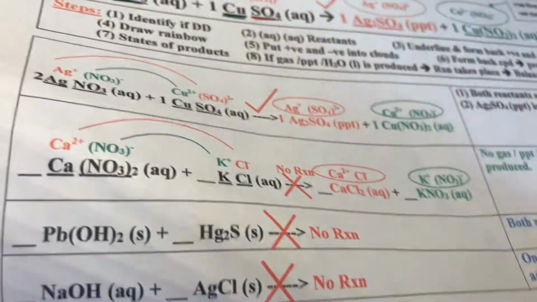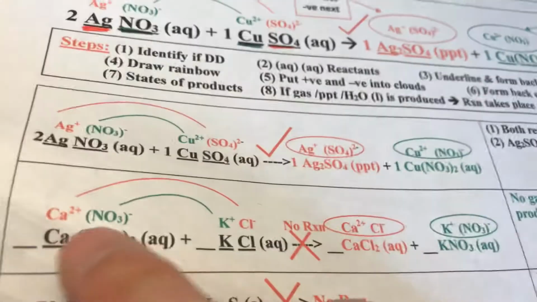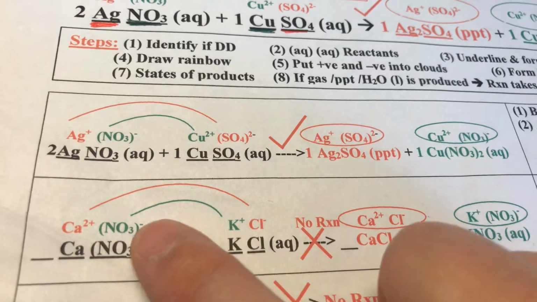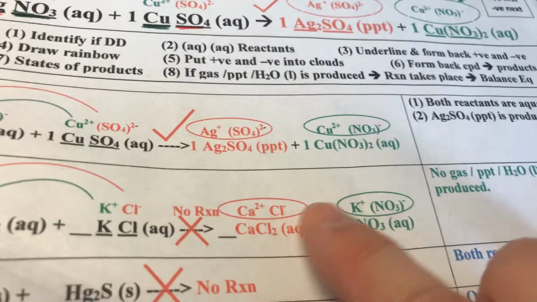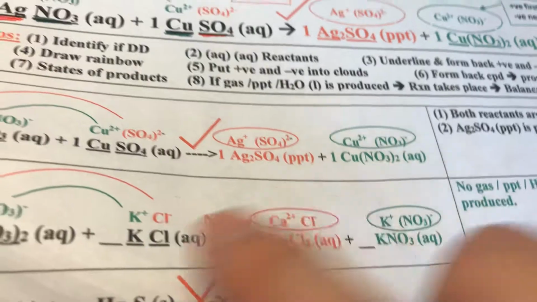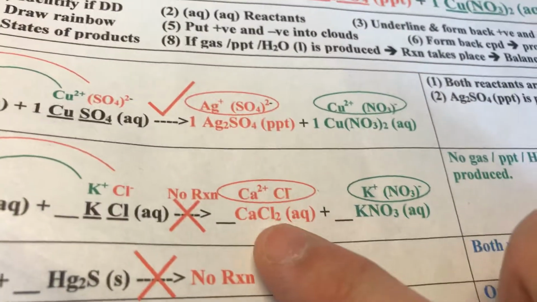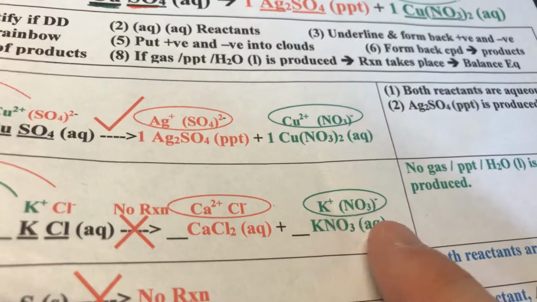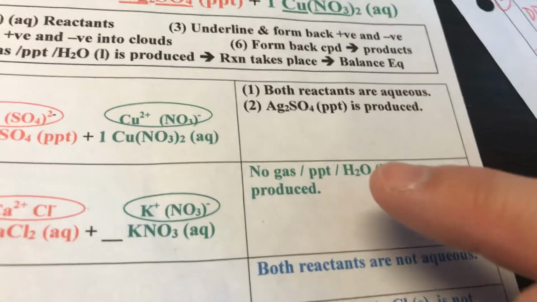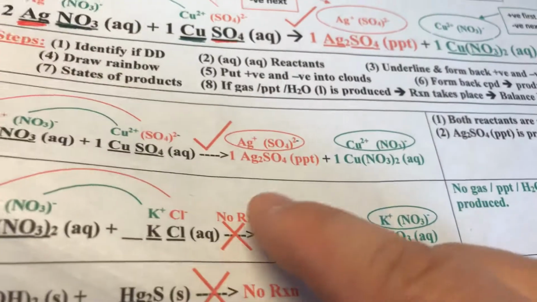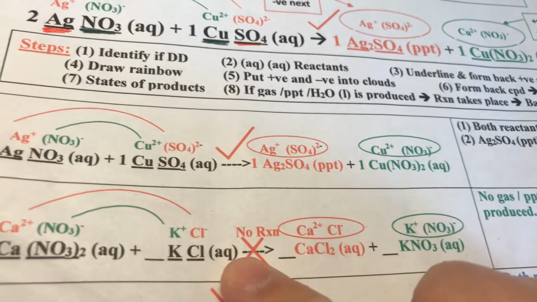Okay, so let's look at the second reaction. Now, second reaction, you go ahead to draw the rainbow and then put the ions in the cloud. And then what happened is you find out that both of the products are aqueous. We don't have any gas or PPT or water. So in this case, I would just put an X, no reaction.